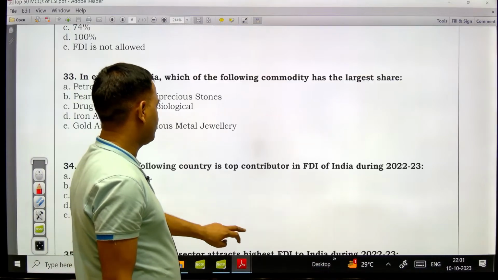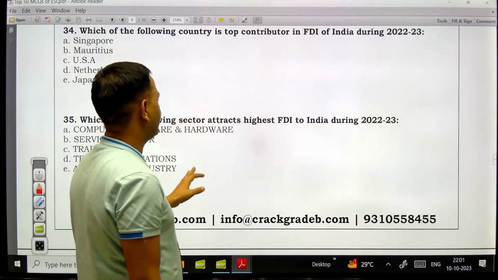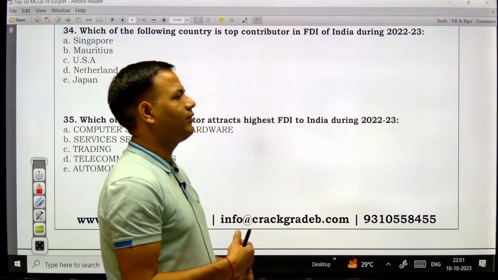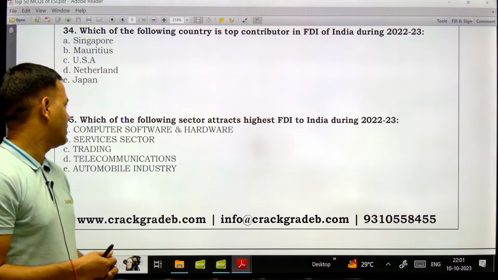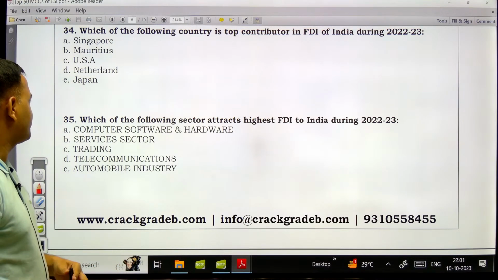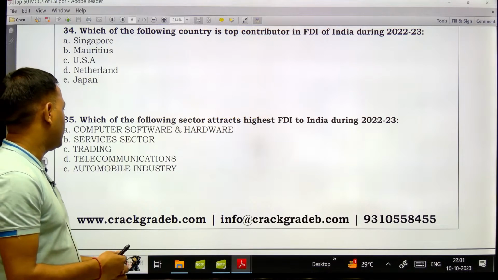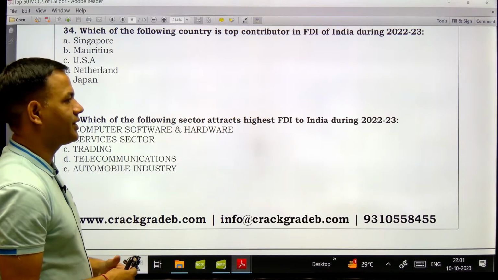Next question, which of the following sectors attracts the highest FDI to India during 22-23? Any guess? Computer software and hardware, service sector, trading, telecommunication, automobile industry.